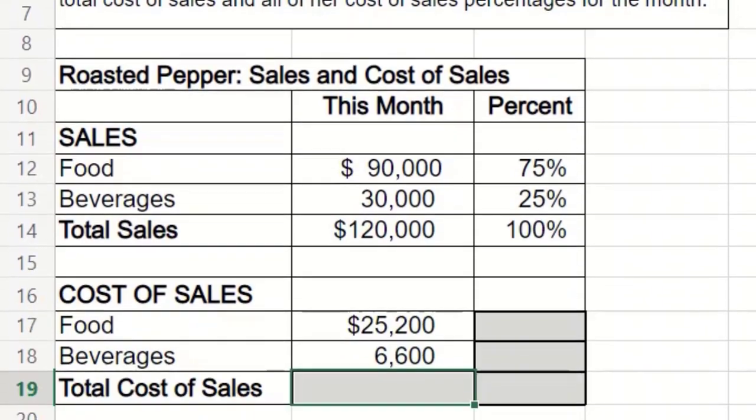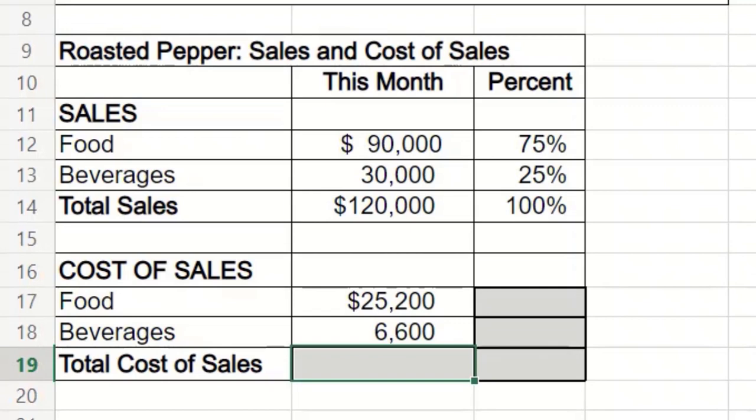All right, so we see in this problem, we have our food sales at $90,000, and that's 75% of her sales because her beverages are $30,000. That's 25% of her sales. Totals up to $120,000 worth of sales, which is 100% of her sales. All right. Then we want to calculate the cost of these sales.